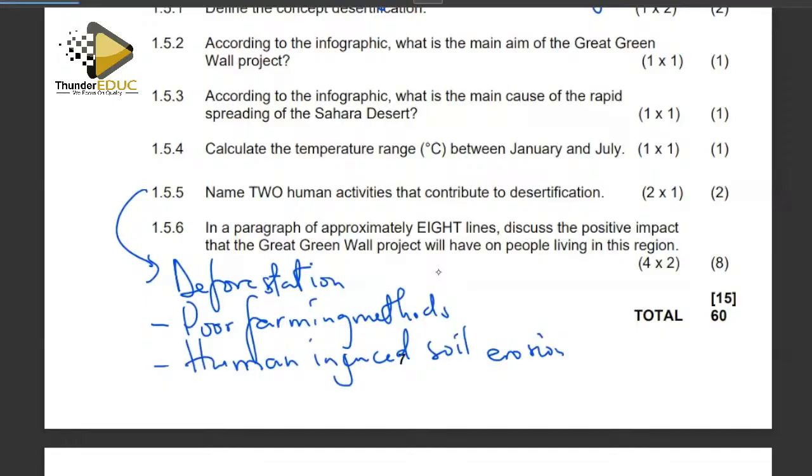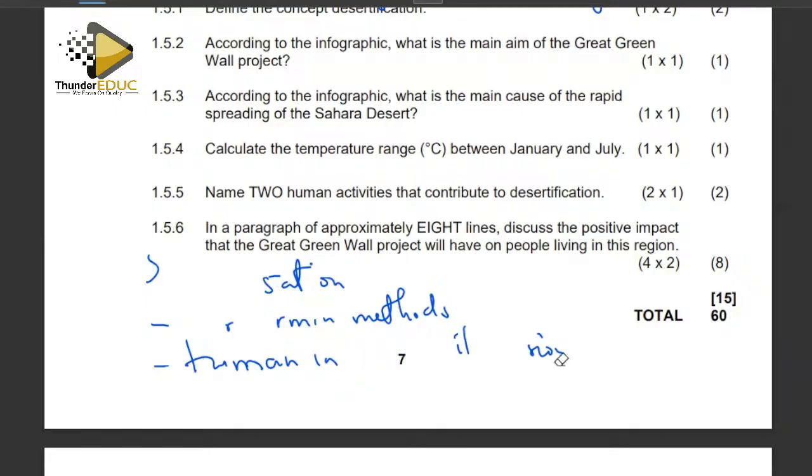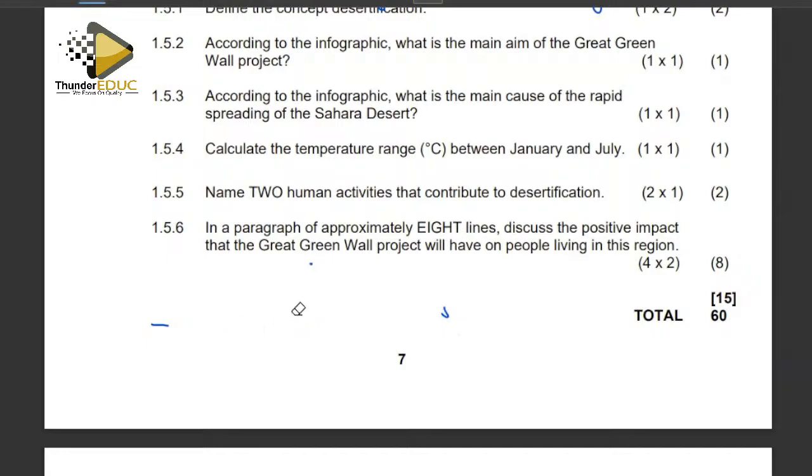We lose productive land because of human activities that facilitate soil erosion. So we can ultimately attribute those factors to human factors that contribute towards desertification, how human beings also contribute towards desertification. Right, the next question says, in a paragraph of approximately 8 lines, discuss the positive impact that the Great Green Wall Project will have on people living in the region. That initiative of planting trees, how is it going to impact positively on the people?